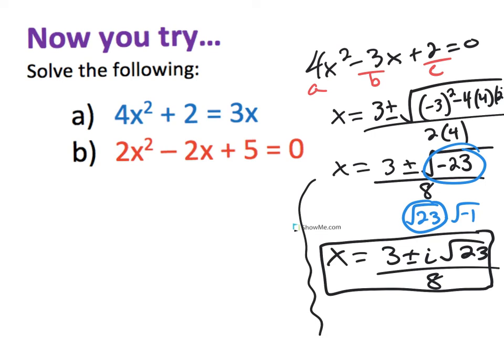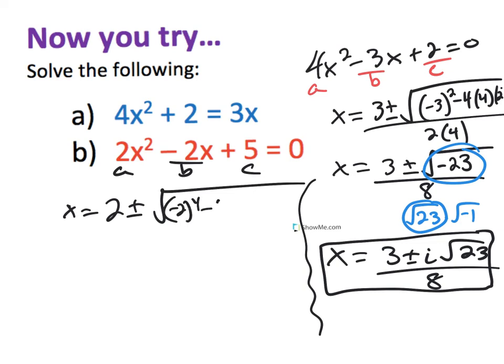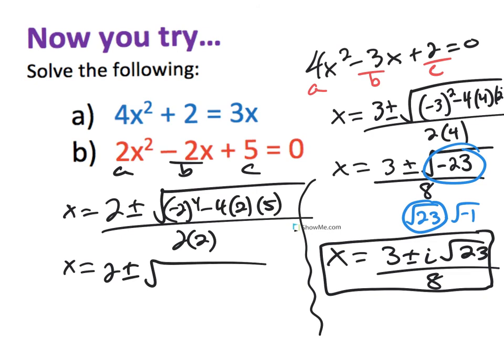So if you tried B, that one's already set up for you, where your A is 2, your B is negative 2, and your C is 5. And so if I plug that in, opposite of B would be positive 2, B squared minus 4 times my A times my C, all over 2 times my A. And if I simplify this, you should have got, let's see, 2 squared, that'd be 4, looks like 4 minus 40. So I get negative 36 there, I believe, all over 4.